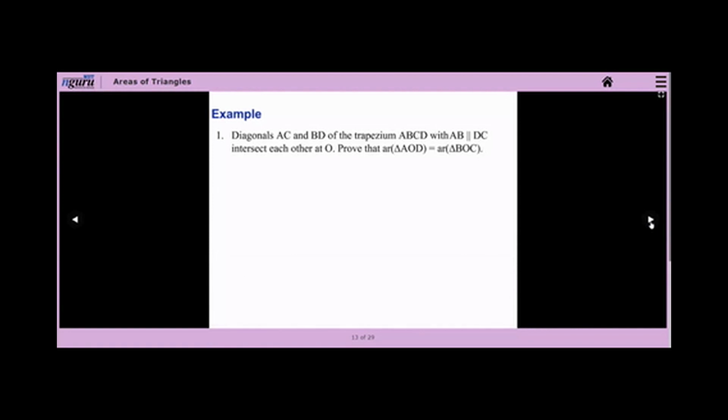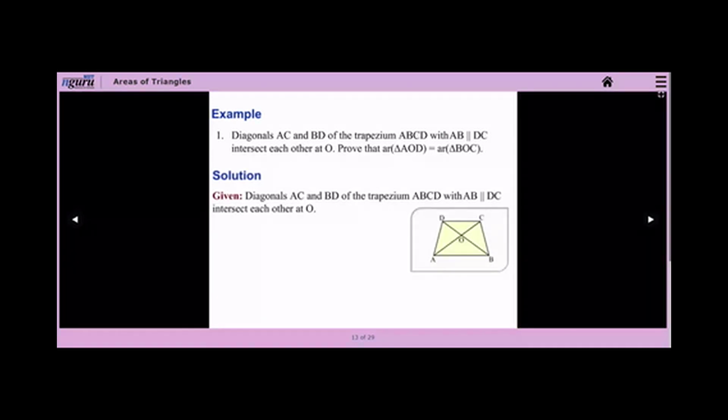Here, let's consider some illustrative examples. Example 1. Diagonals AC and BD of the trapezium ABCD with AB parallel to DC intersect each other at O. Prove that the area of the triangle AOD is equal to the area of the triangle BOC. It is given that diagonals AC and BD of the trapezium ABCD with AB parallel to DC intersect each other at O. We need to prove that the area of the triangle AOD is equal to the area of the triangle BOC.